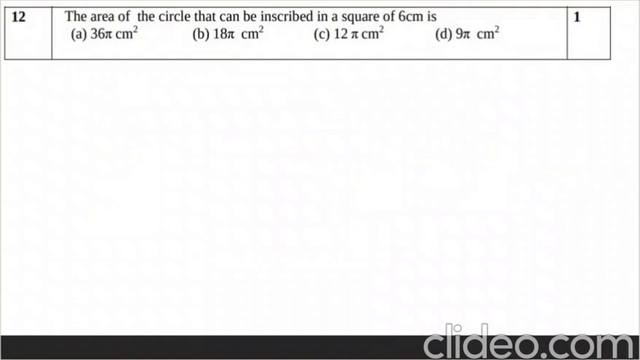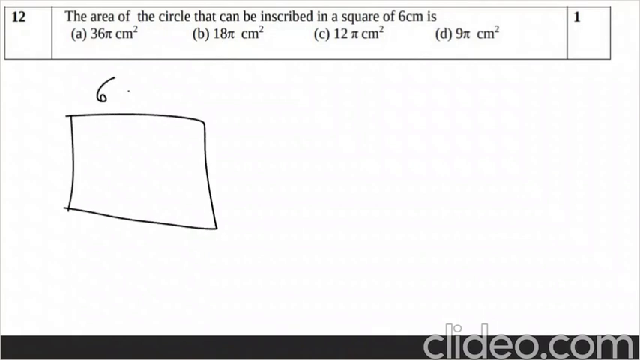The area of a circle that can be inscribed in a square of 6 cm is very easy. This is a super easy question. Let us draw. Draw a square. This is given as 6 cm. Now you have to draw such a circle which will touch each of its sides. So that is inscription, right? I'll just draw roughly, it's touching all the sides.